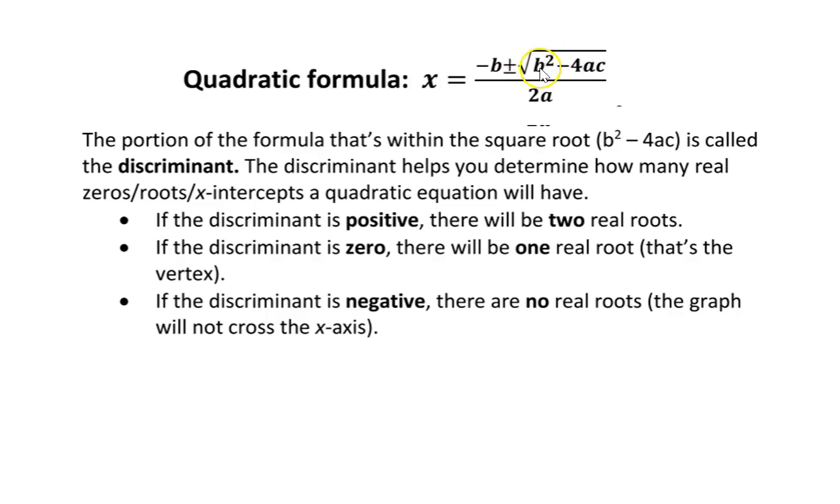Because if this is positive, we take the positive and negative square root. If this discriminant is 0, there's only going to be one answer because the square root of 0 is only 0. And if this value is negative, there is no real answer or no real roots because you can't take the square root of a negative number. So we'll look at these briefly here straight from the notes that you have.